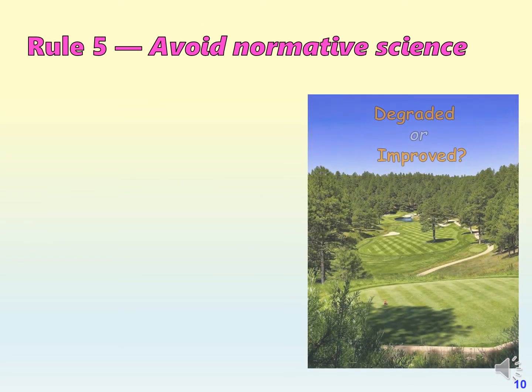Rule 5, avoid normative science. And by normative science, I mean science that looks like science, that sounds like science. It's usually presented by people who call themselves scientists, but the information has an embedded policy preference. It's not impartial or policy-neutral science, it's policy-biased science.